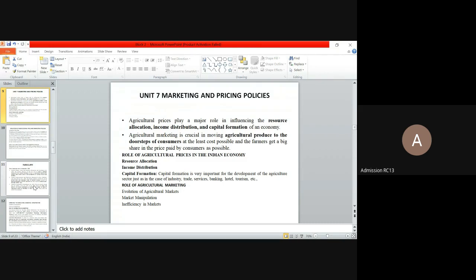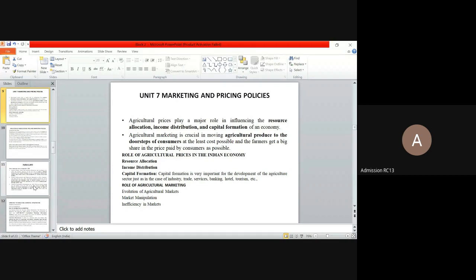There is again a challenge: if you are taking agricultural produce or products to the doorsteps of the consumer, you have to make sure that the price is not high. If the price is high, consumers feel, why not buy from the APMC directly, because I'm getting a very low price for the same product that I'm buying online or ordering for doorstep delivery? If that is the case, they will switch over. So agricultural marketing should take care of that also.